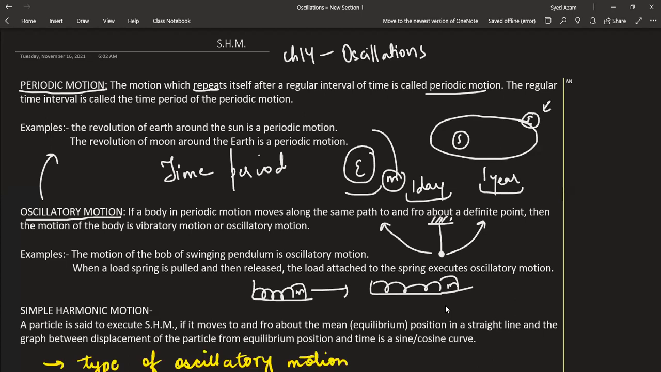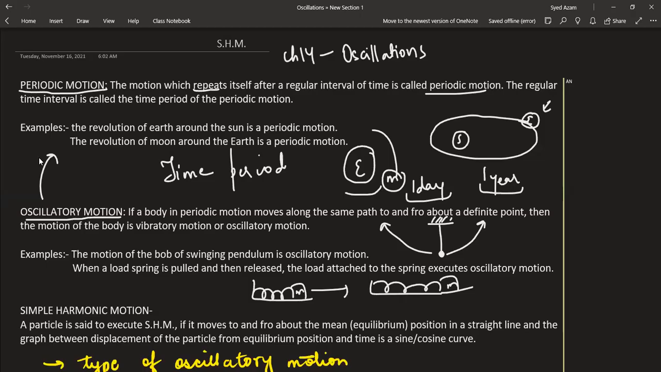It's a type of periodic motion only, because it repeats itself after a fixed period of time. But the difference is that in periodic motion the time period is fixed and won't change. In oscillatory motion, once the momentum slows down and the energy is converted, the time period can reduce. Oscillatory is a type of periodic motion, but with to and fro motion about a definite point. So you can take the examples.